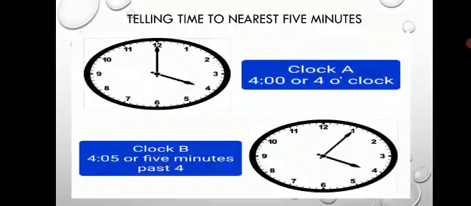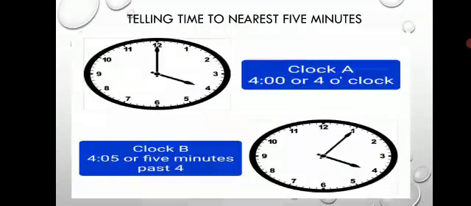Now children, let us study about telling the time to the nearest 5 minutes. Students, when the hour hand moves from one number to the other, 1 hour passes. But when the minute hand, which is the long hand, moves from one number to the other, 5 minutes pass. Let us observe clock A and clock B.